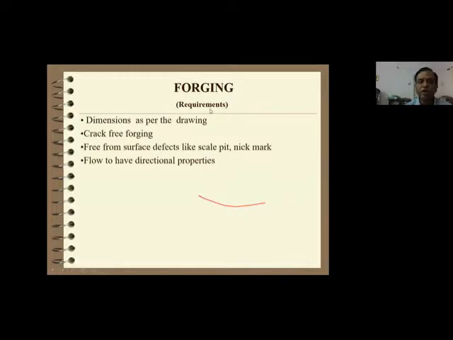So what are the requirements in forging? The dimensions should be as per the drawing. Then the forging has to be crack free. It should be free from surface defects like scale pits and nick marks, and the flow should have directional property. The basic advantage in forging is that you get the directional property.